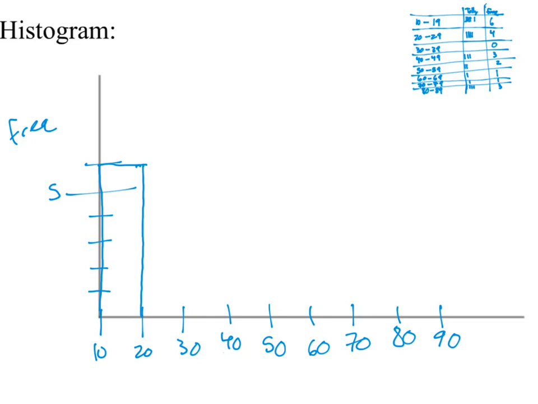Our next one is 4, and I'm just going to attach that on there. Notice there's no space between them. The next one does have 0, so I'm not going to put a bar there. My next one goes up to 3, so I'm going to draw a bar that's 3 tall.